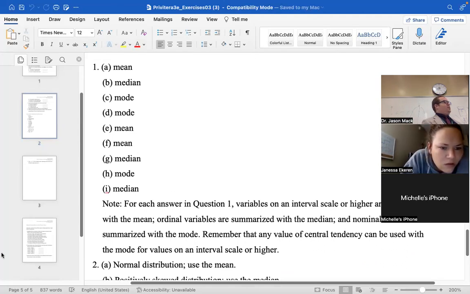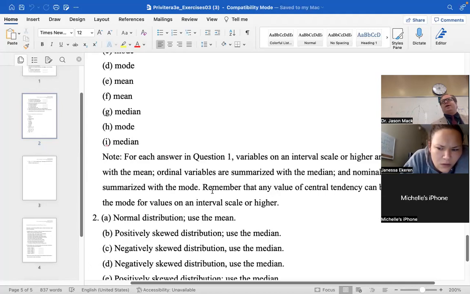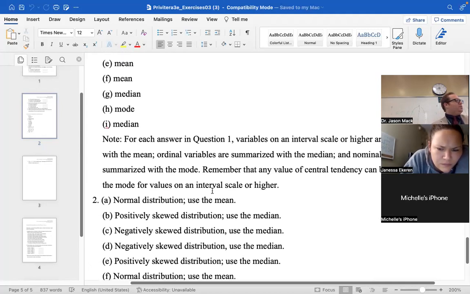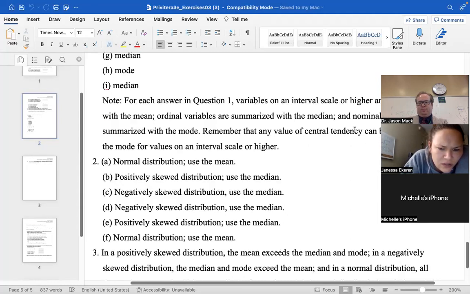2A, normal distribution, use the mean. Positively skewed distribution. I can put those back. You want to see those? Oh, just the note? Gotcha. Okay. I can zoom in if you want me to. Does that help scrolling, Janessa?